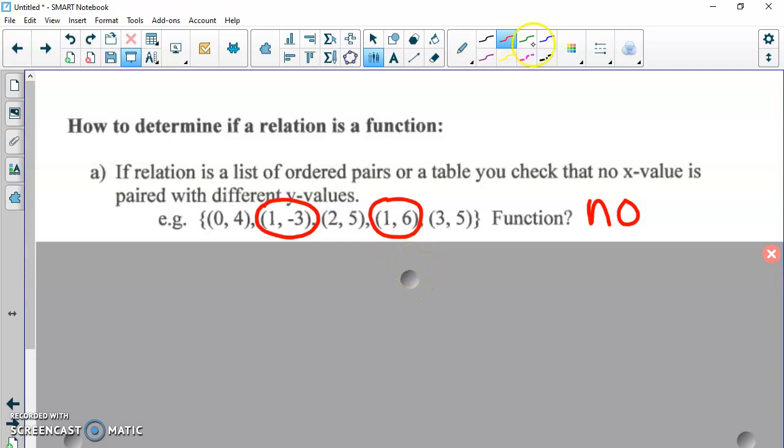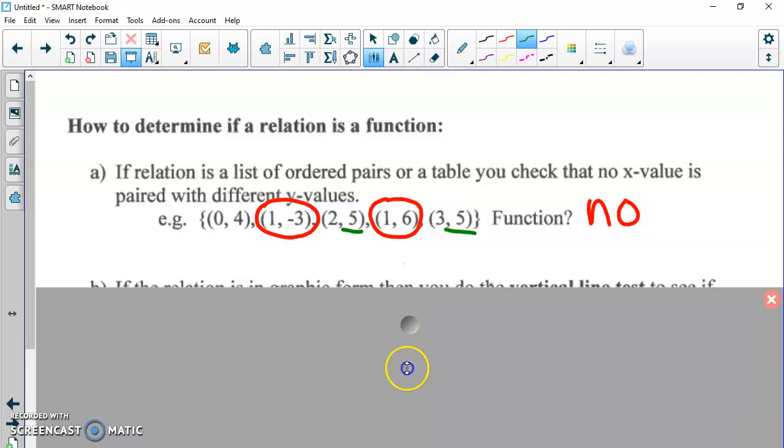Remember, you are allowed to have repeated y values. That is okay. So do not use that as an example. It needs to be a repeat in your input variable.